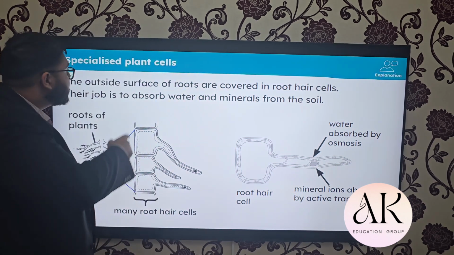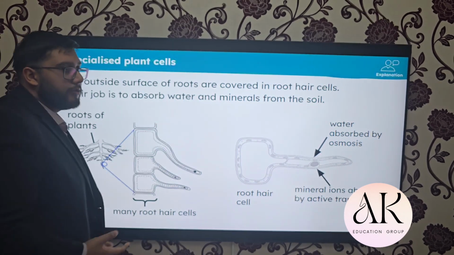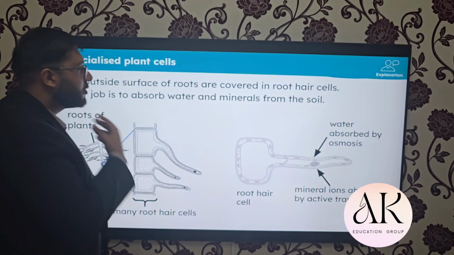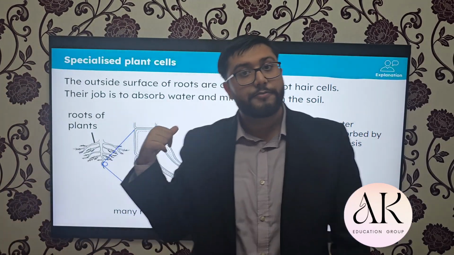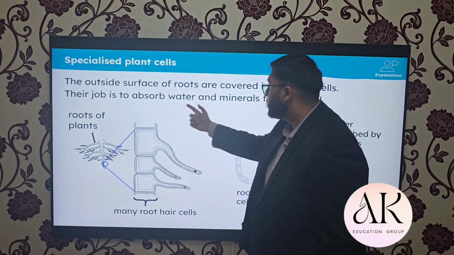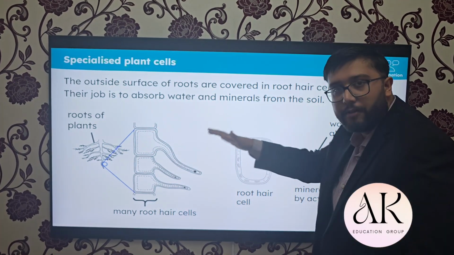The outside surface area of the roots is covered in root hair cells. Pretty self-explanatory. Their job is to absorb water and minerals from the soil. This is why I said it's my favourite, guys. It's very simple to remember: the root hair cells absorb water and minerals from the soil. It's as simple as that.